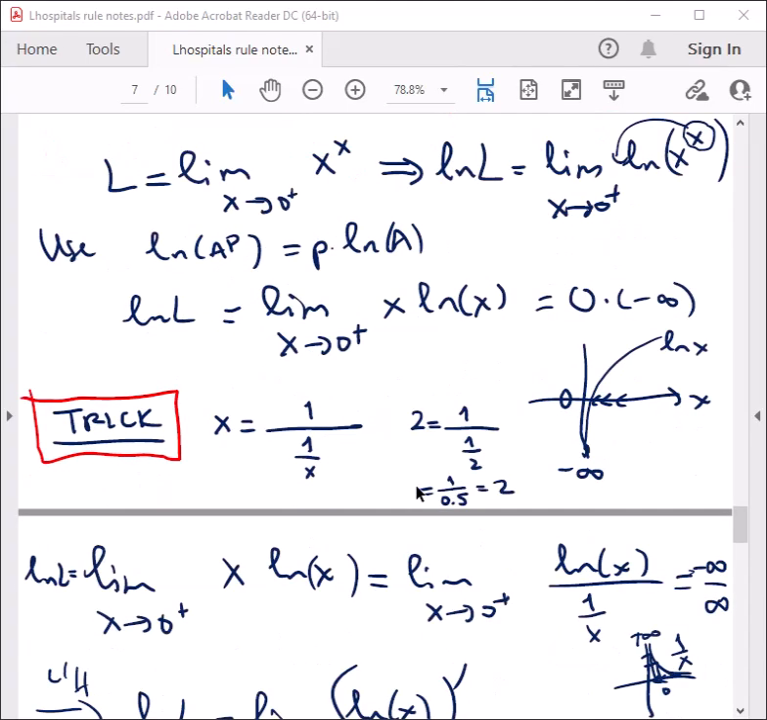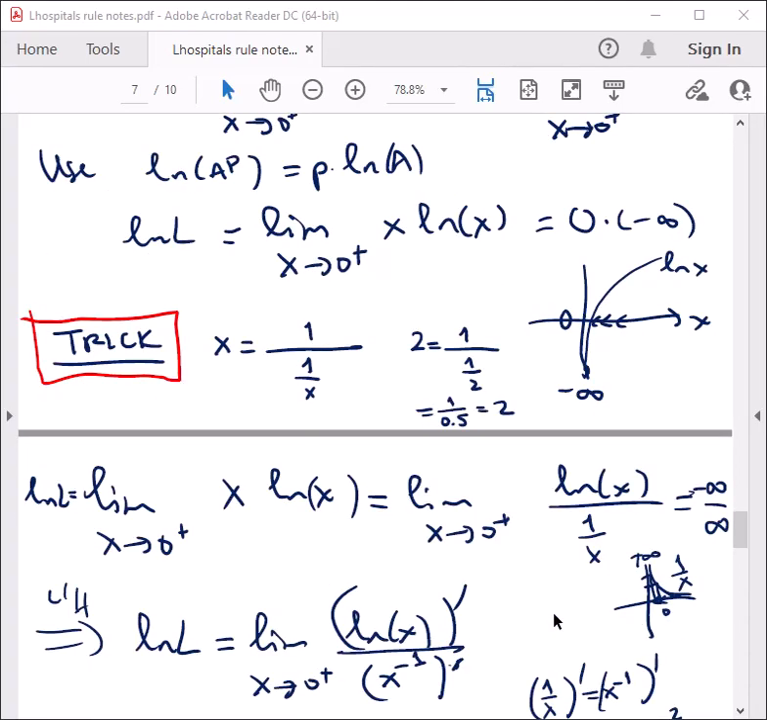Our expression, instead of x ln x, is going to be ln x times 1 over 1 over x, which is this expression here. Take the limit of this. When x goes to 0 from the right, ln x will again go to minus infinity, but the 1 over x function will go to plus infinity. Remember the graph of 1 over x? When we approach 0 from the right, 1 over x gets positively very large, because we are dividing 1 by something positive and very small, so it gets bigger and bigger. So we have minus infinity over infinity.